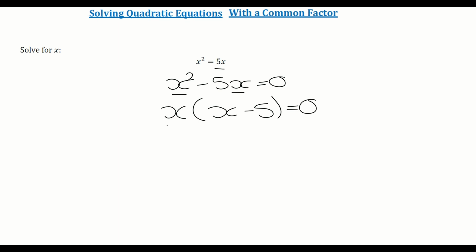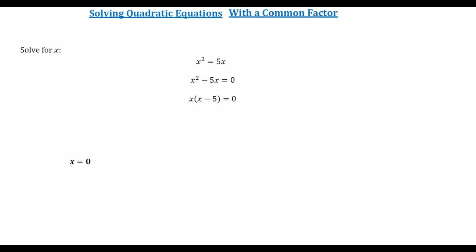Again, we are multiplying x by the bracket x minus 5. For the answer to be 0, this x here has to be 0. So we can say x is equal to 0. And now we can find the value of the bracket. So we can say x minus 5 is equal to 0, which means that the value of x must be 5.